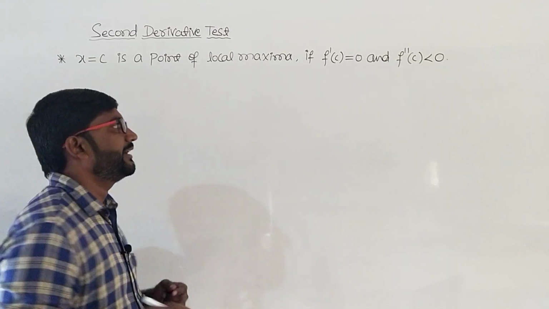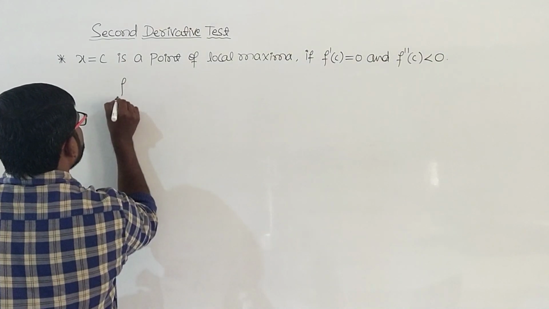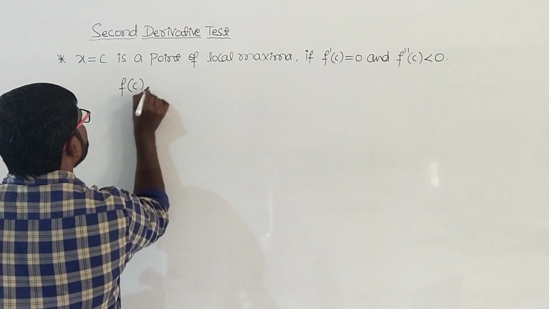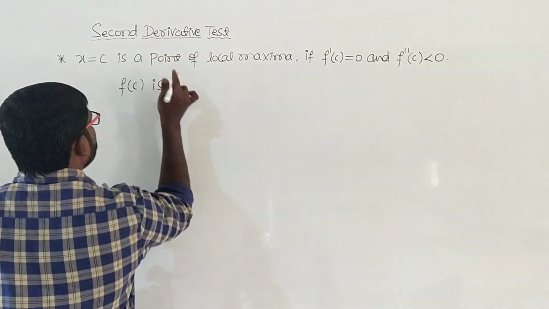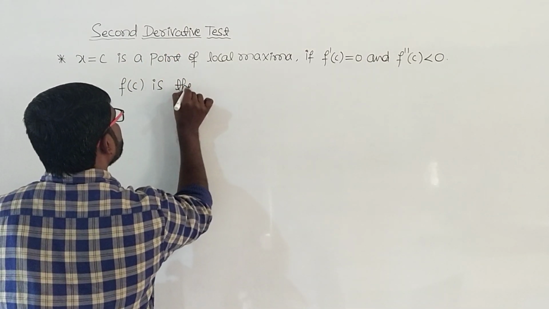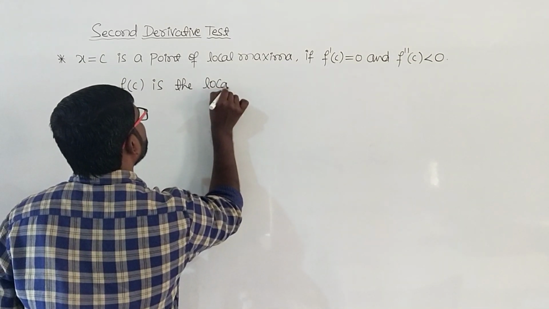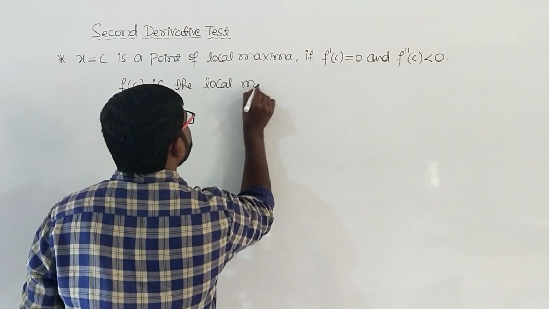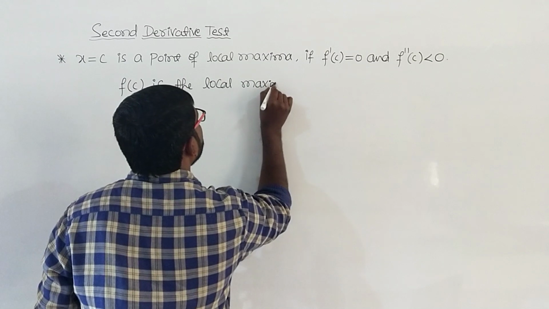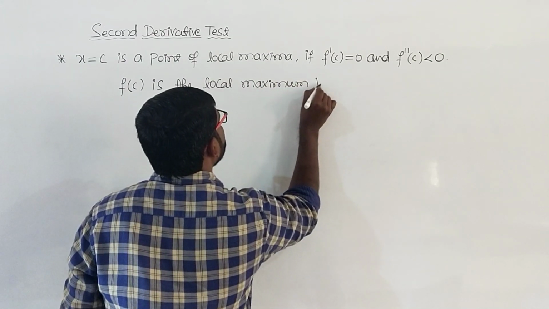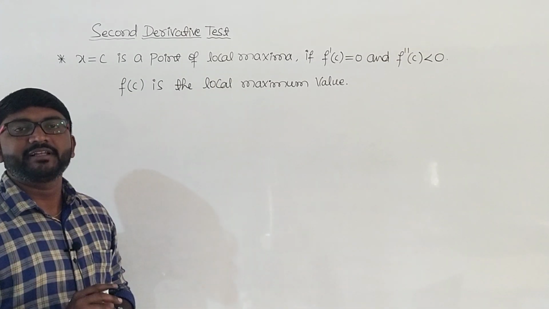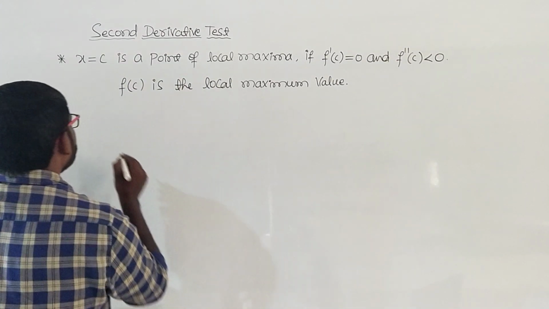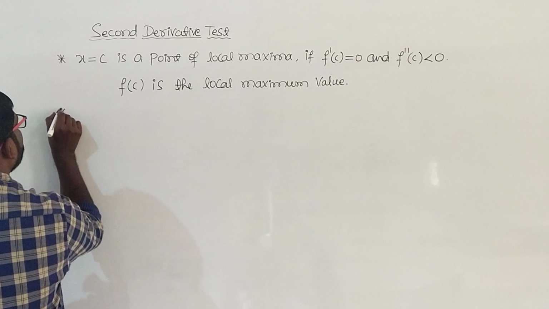F of c is the local maximum value. This is the local maximum value. This is the first point in second derivative test. So let us go for the second point.